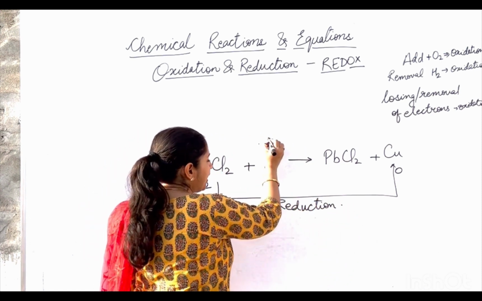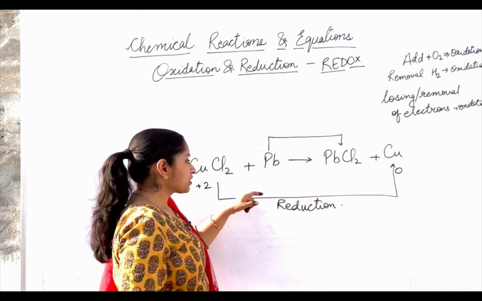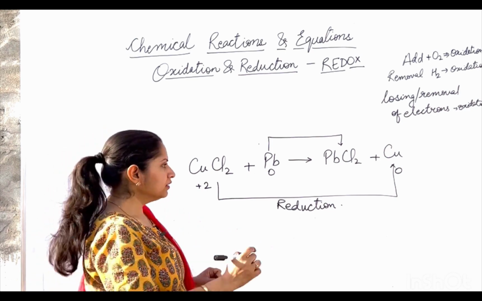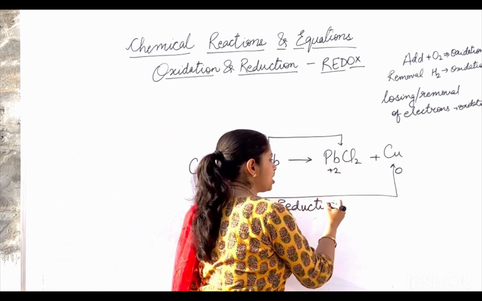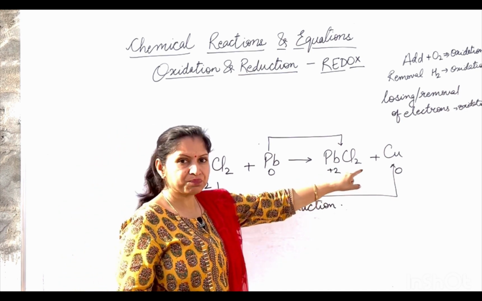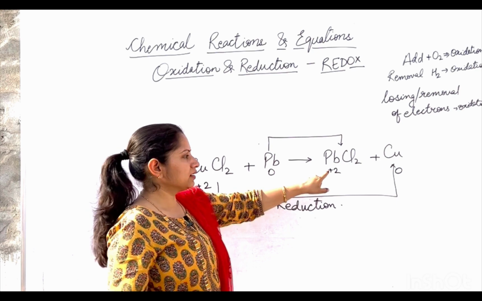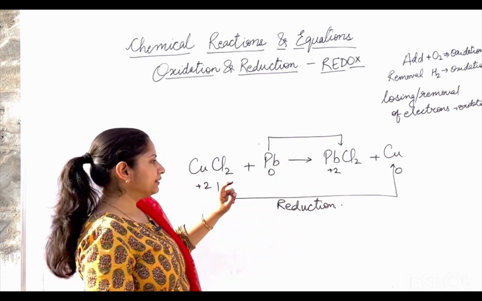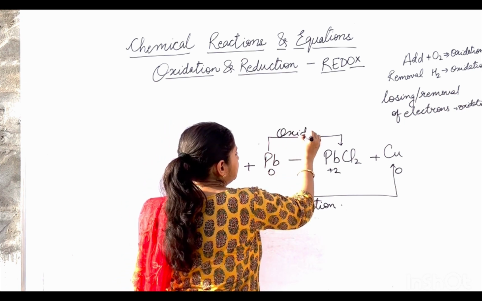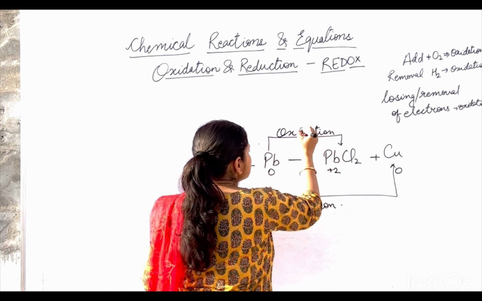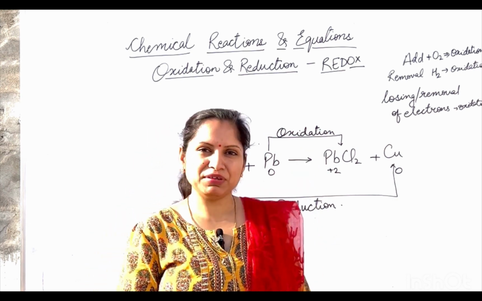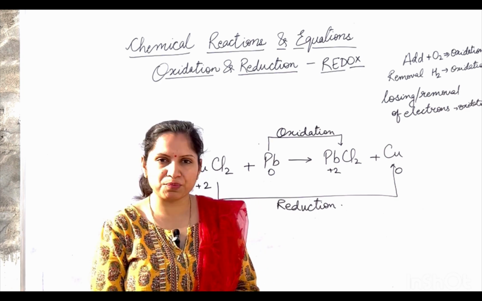and lead is 0 here. The charge on lead is 0 here, and here it's plus 2 charge, means it must have lost 2 electrons and given it to chlorine. That is why it has gained positive charge, and that is why losing of electrons is oxidation. Losing of electrons is oxidation. I know I'm going quite deep in the topic, but that's useful for competitive exams.